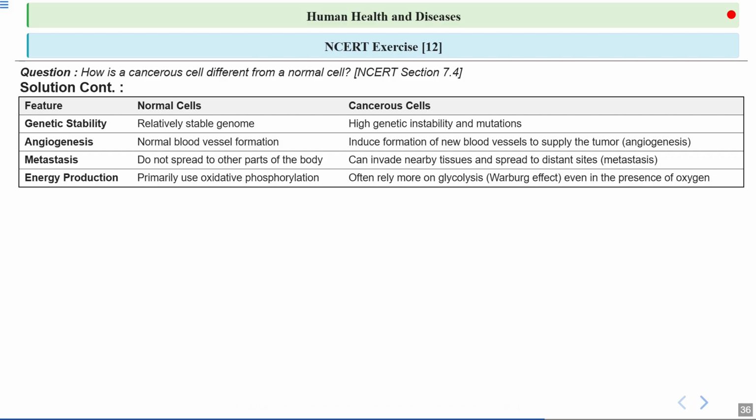Let's talk about energy production. Normal cells primarily use oxidative phosphorylation for energy production, while cancer cells often rely heavily on glycolysis, even in the absence of oxygen. A less efficient process, but one that allows for rapid cell growth.